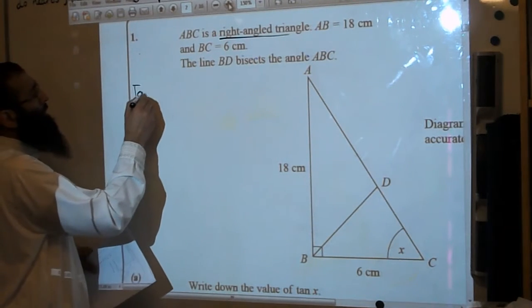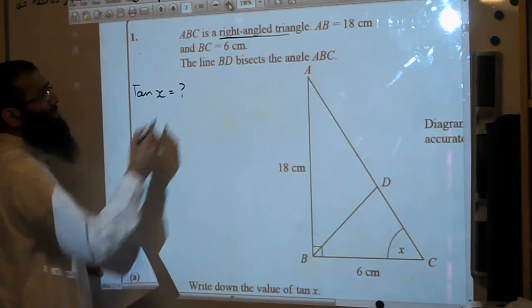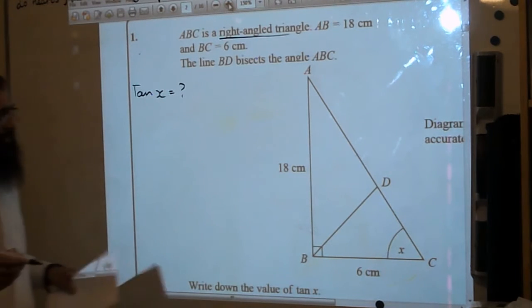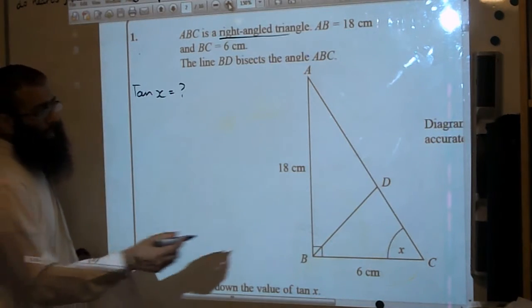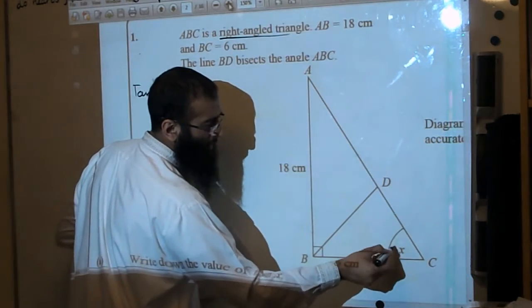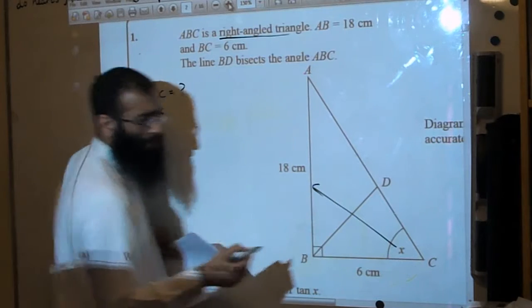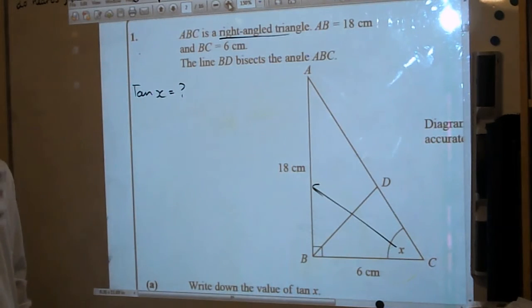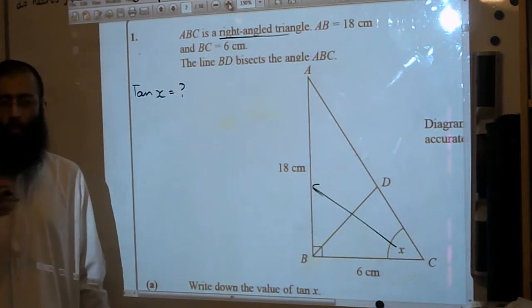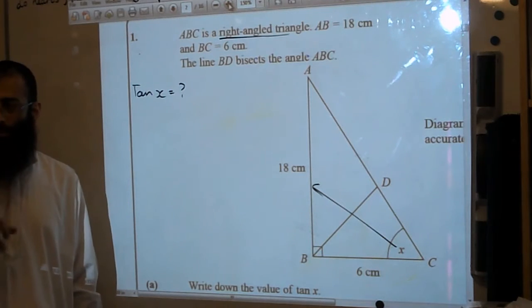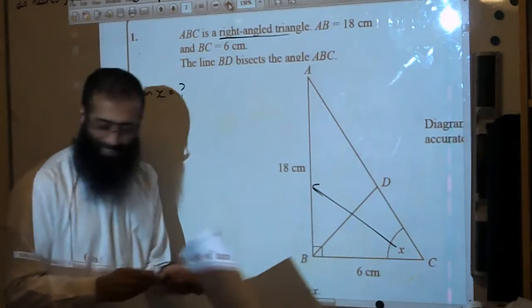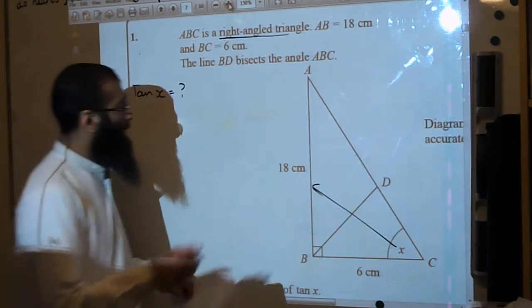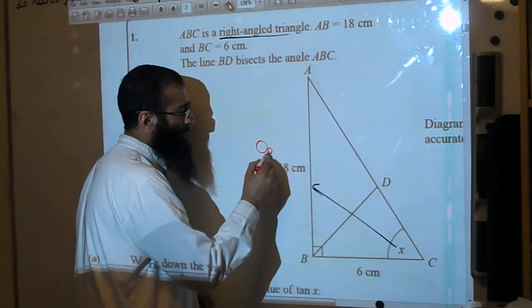Okay, now, that's the first question, tan X. Now, this is the calculator paper. We'll see how we use it in a second. Now, if you look at this question over here, what I want you to do first, what's opposite the X? What do you call the side that's opposite the angle? And the key is in my question. It's called the opposite. So this is the opposite.